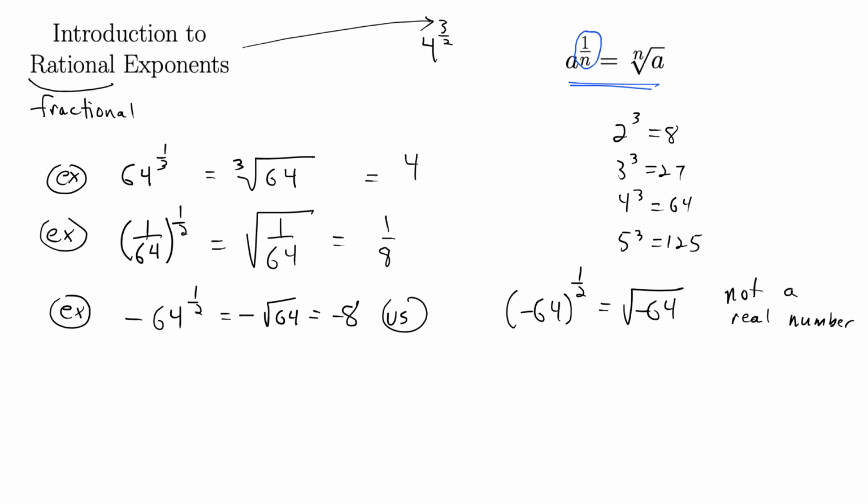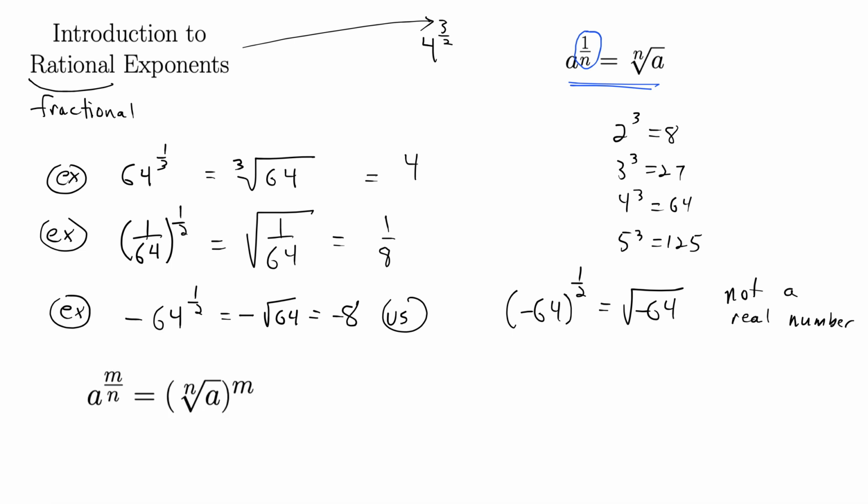If you've already been introduced to complex numbers, you could write that as 8i. So it depends whether or not you've had complex numbers or not. Where this section appears, we're assuming we haven't seen complex numbers, so we'll say not a real number. Let's kick it up a notch.